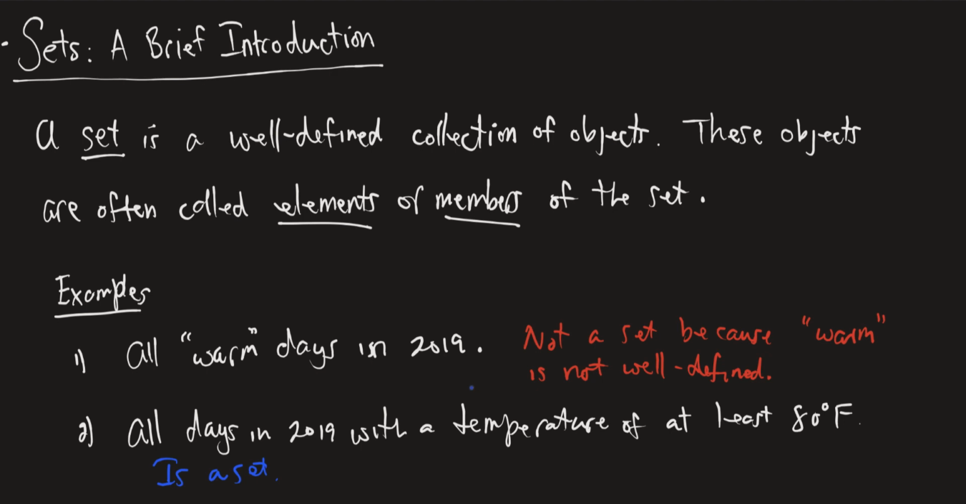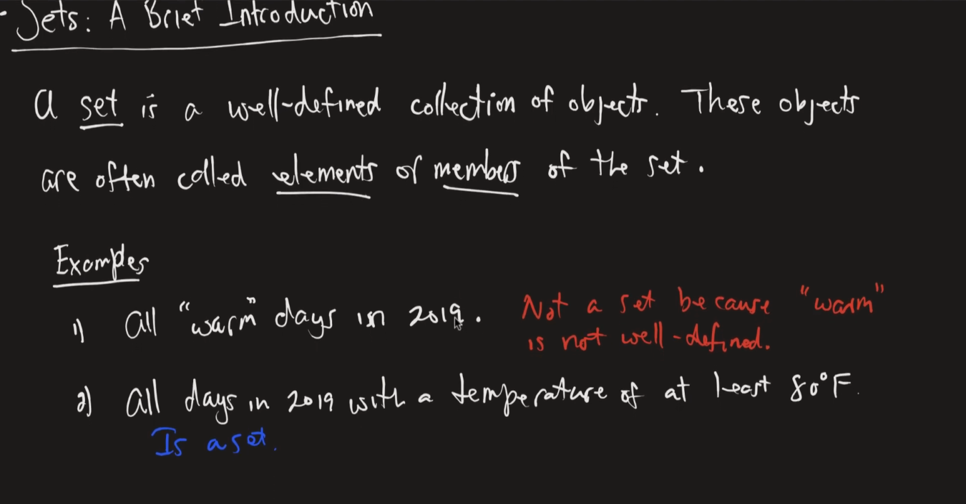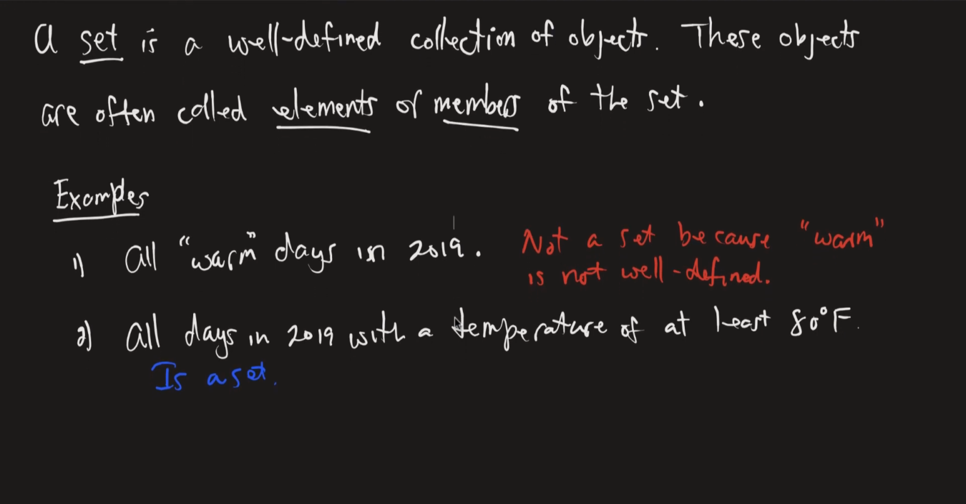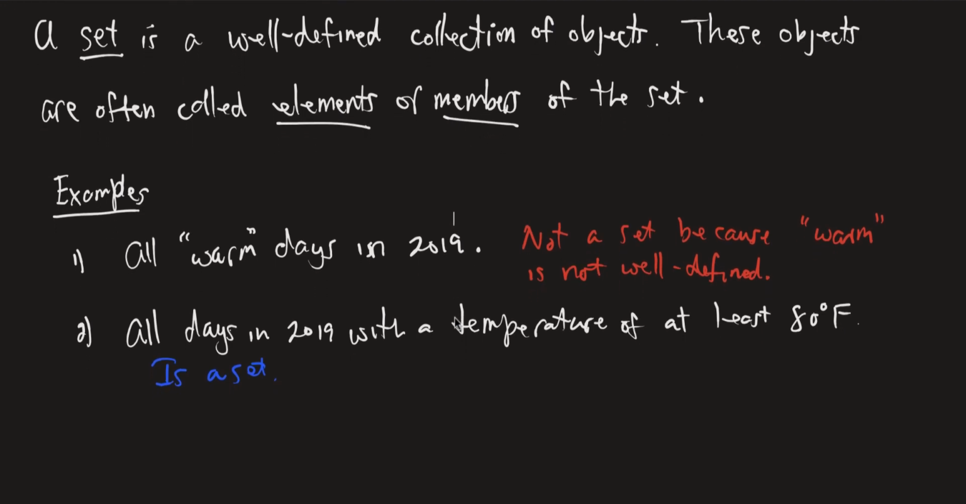So I know without question whether or not June 23rd would be in this collection, or September 1st, or March 14th. All I have to do is go back and look at the records to see if the temperature was at least 80 degrees or not. So that should give you two examples of what we mean when we say well-defined.